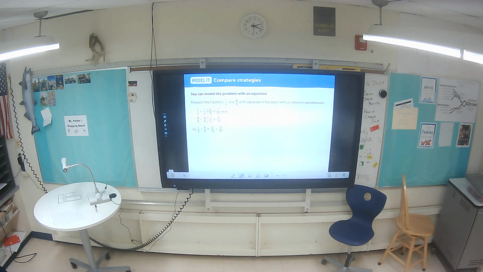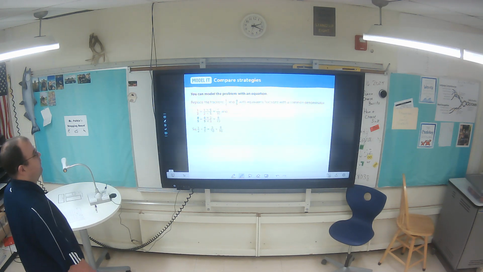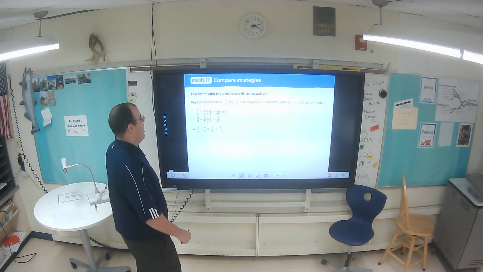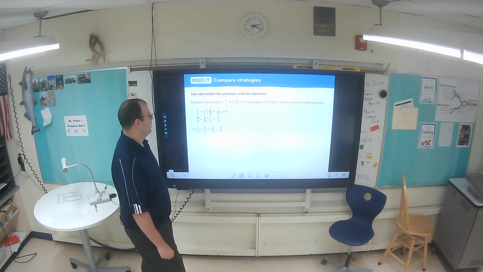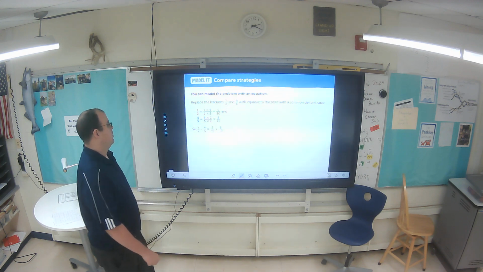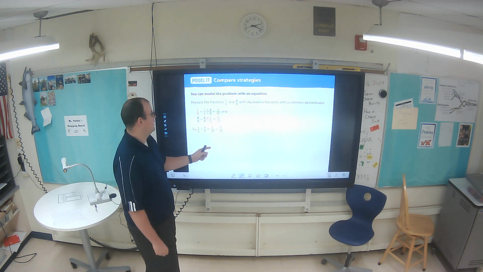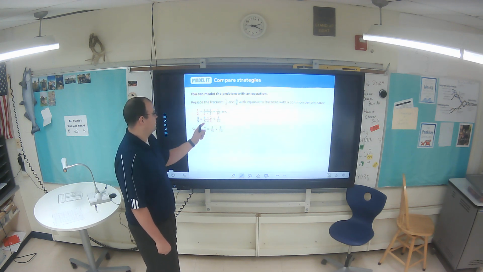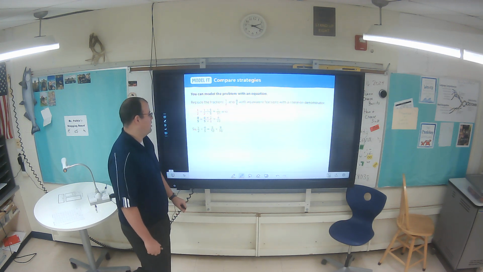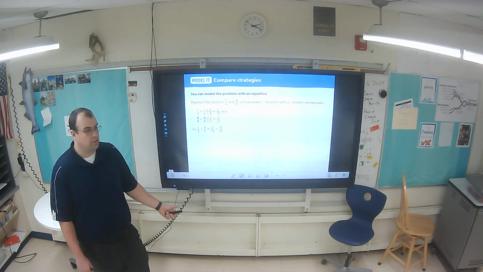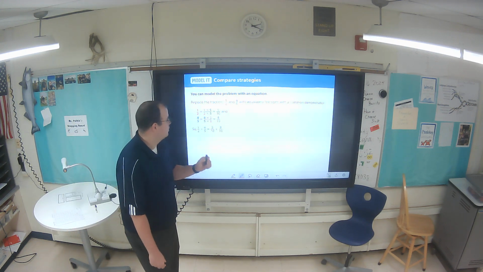This is to find the common denominator, find the multiples, right? Replace the fractions 1/2 and 4/5 with equivalent fractions using the common denominator. So 1/2 is equal to 1 times 5 over 2 times 5, which is 5/10. And 4/5 is equal to 4 times 2 over 5 times 2, which is 8/10. So then you can do 5/10 plus 8/10 is 13/10.